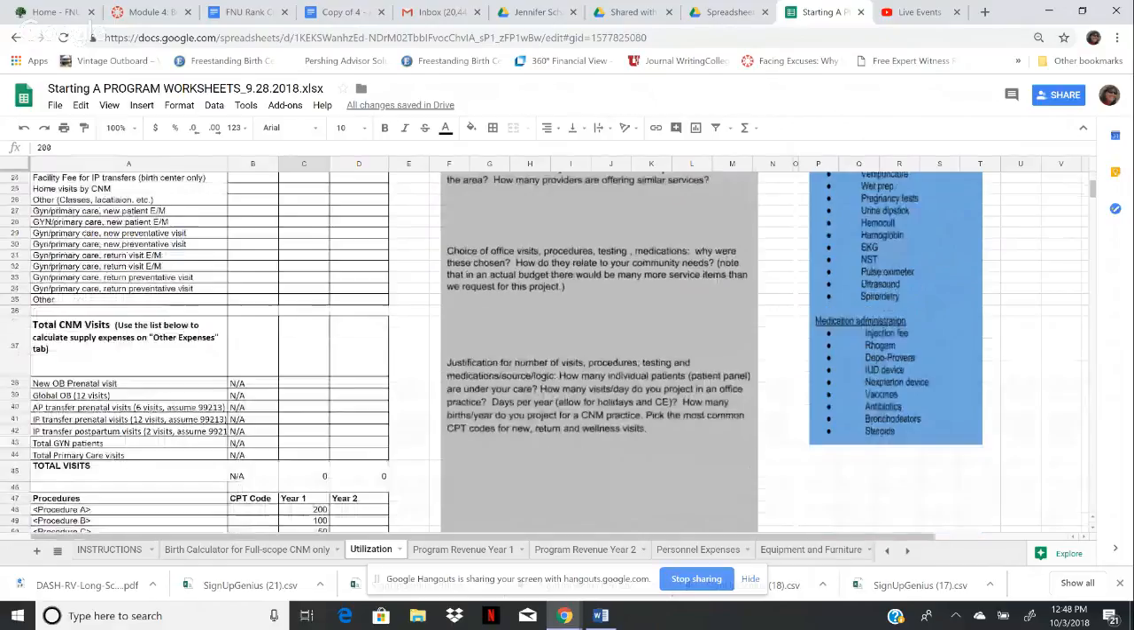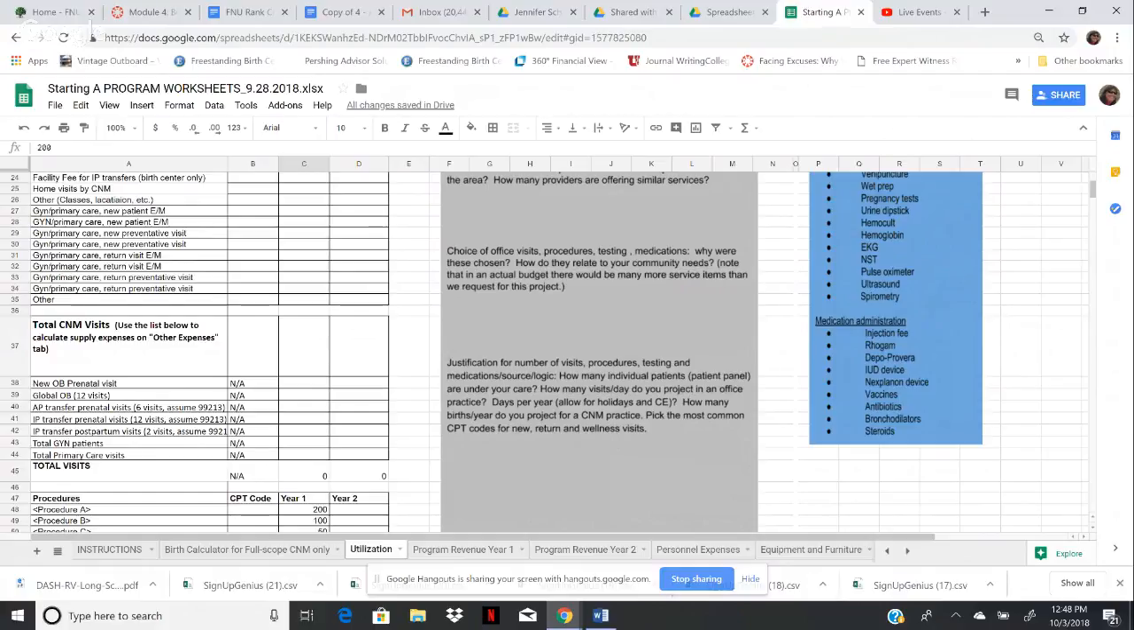How many other providers are there in the area who have a similar service that you're proposing? And then the types of office visits, et cetera, that you've chosen and how they relate to community needs. You'll also want to look at days of the year that your program will be operating and hours per day. So take into account, this may not be a full-time position. You might be spending half of your full FTE in this program, or maybe just 20% of your time. But it might be a full-time position for this program. So just think about that.